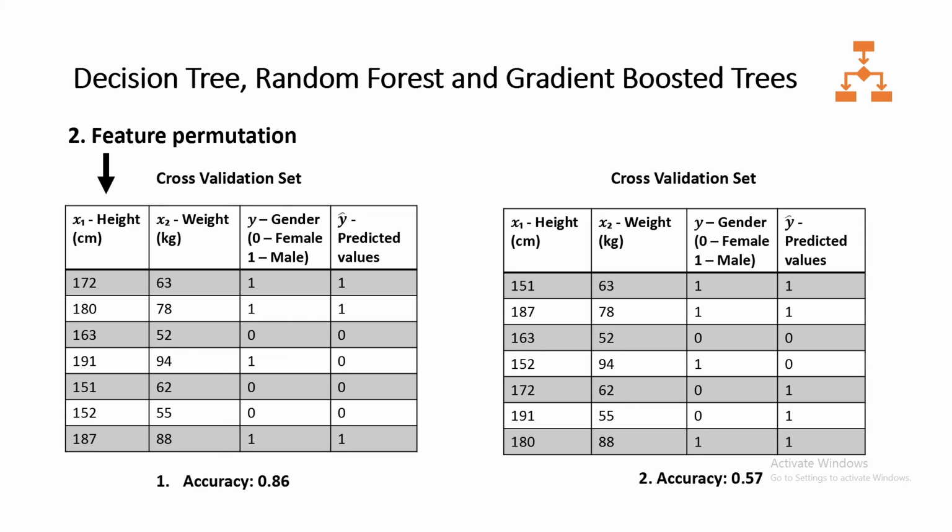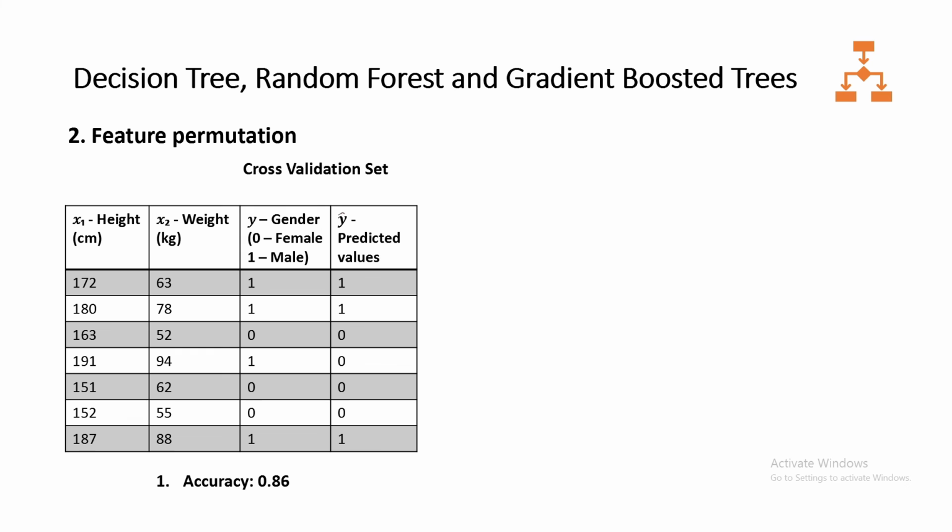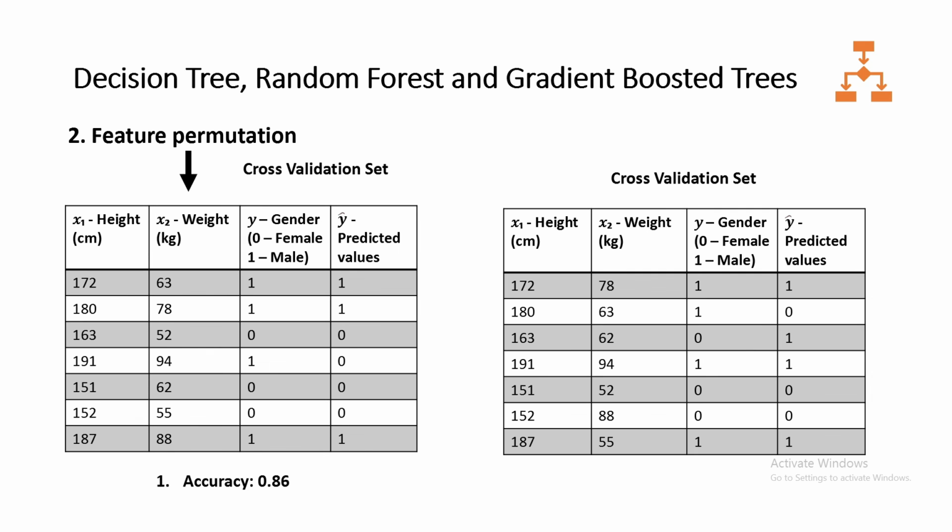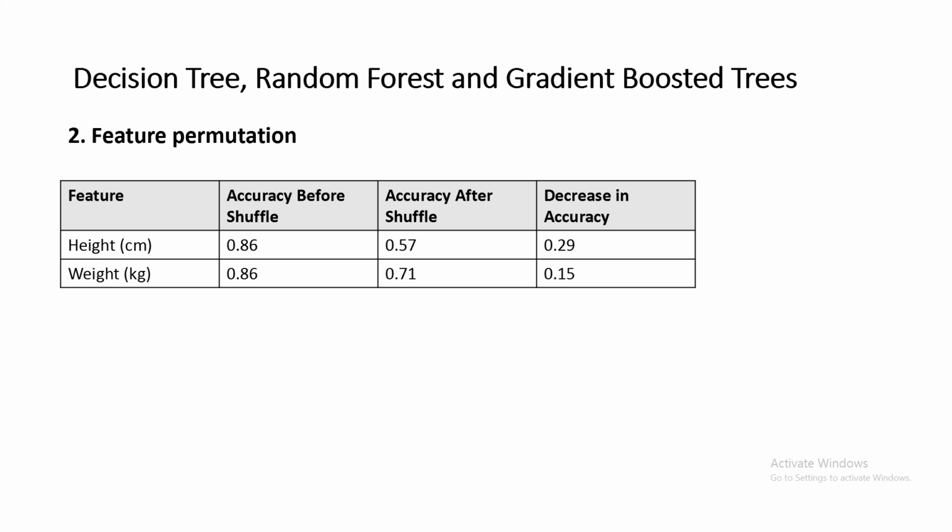We can apply the same method to the weight column, and we see another decrease in accuracy. Now to determine which feature is the most important, we simply look at which feature resulted in the largest decrease in accuracy when shuffling. In this case, it's height.